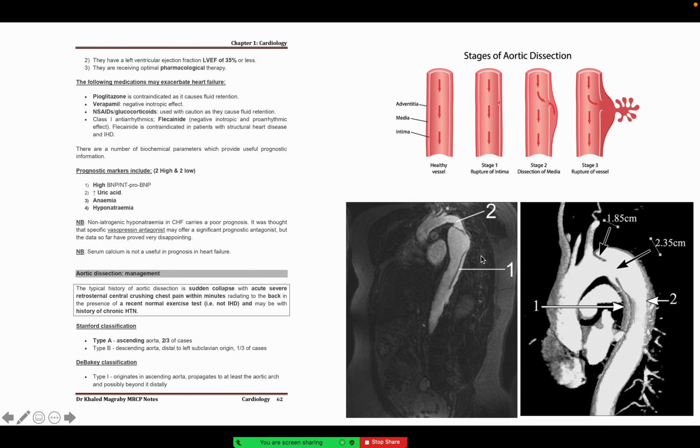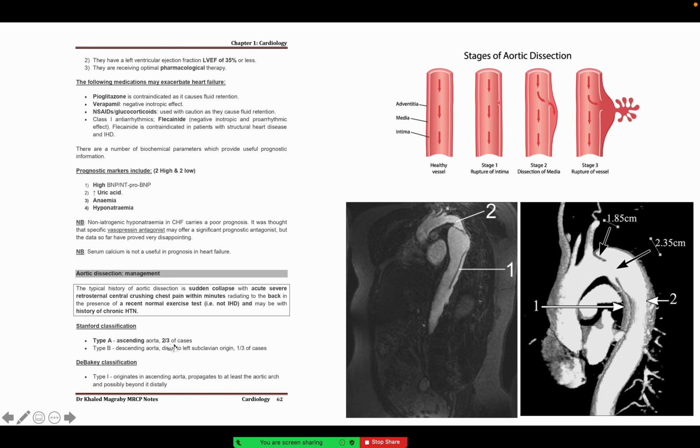So, what are the types of aortic dissection? Aortic dissection may be of two types. The more common classification is the Stanford classification. It may be type A or type B. In case of type A, it involves the ascending aorta, and it is the more common form. In case of type B, it is in the descending aorta, distal to the subclavian origin, and it is less common.